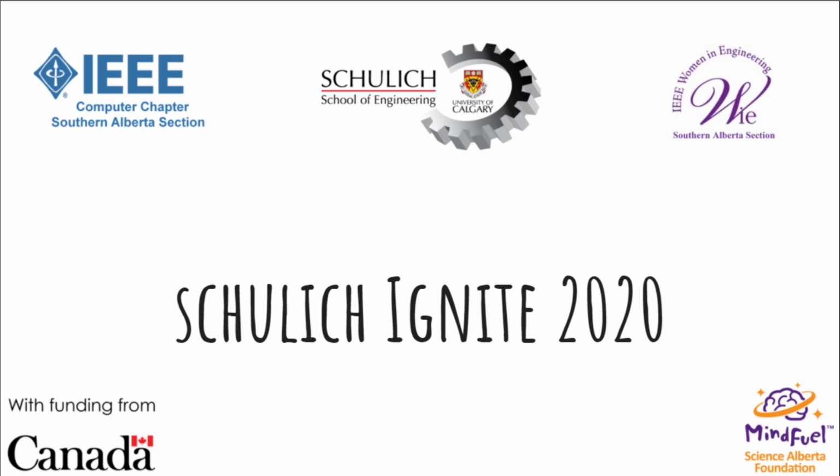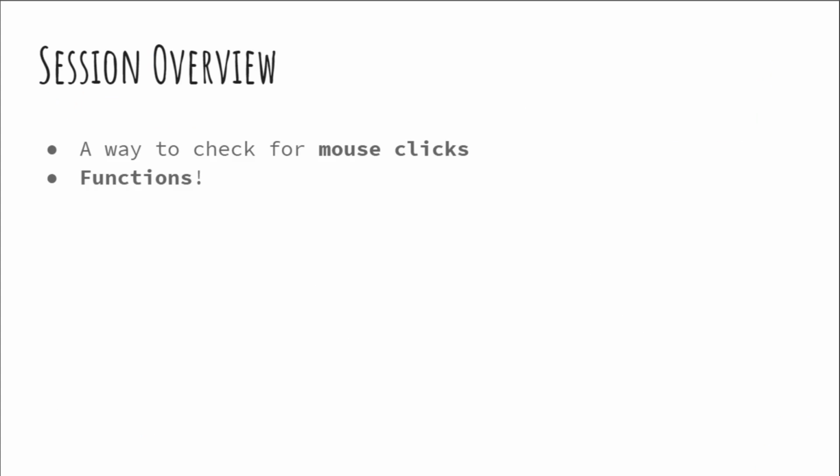Okay, so as I mentioned, this is session 6, and we are going to get started with a brief overview of what we're going to be talking about today. So the first thing we're talking about is a way for us to check for mouse clicks. So up to now we've been able to check if the mouse is pressed, but this will let us run something only when the mouse is clicked. And then we're also going to talk about functions, and that's a pretty big topic, and that's where we're going to spend the bulk of our time today.